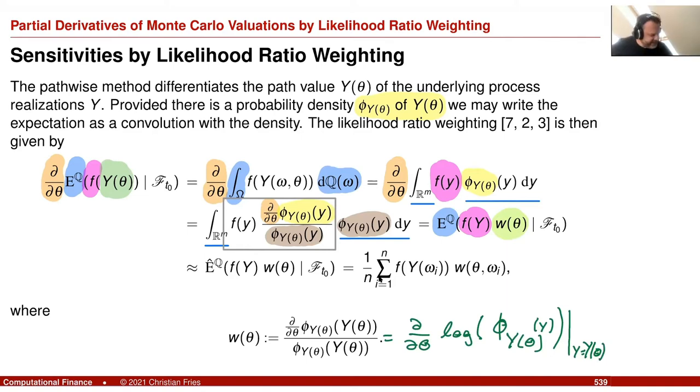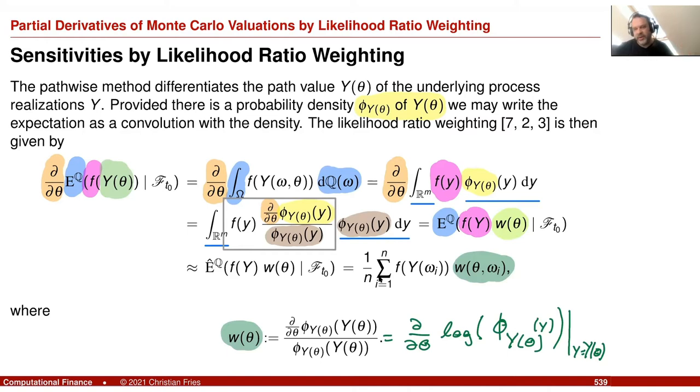Okay, so this density function here is a function of y, of course, but it's also a function of theta. Differentiate the logarithm of this with respect to theta and then plug in little y equals the random variable Y of theta. That's this weight. And you see that this weight is just a property of the model. It just depends on the density of Y.